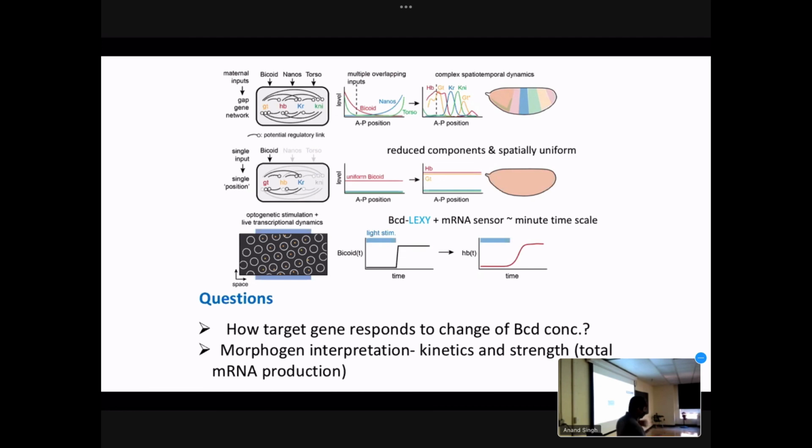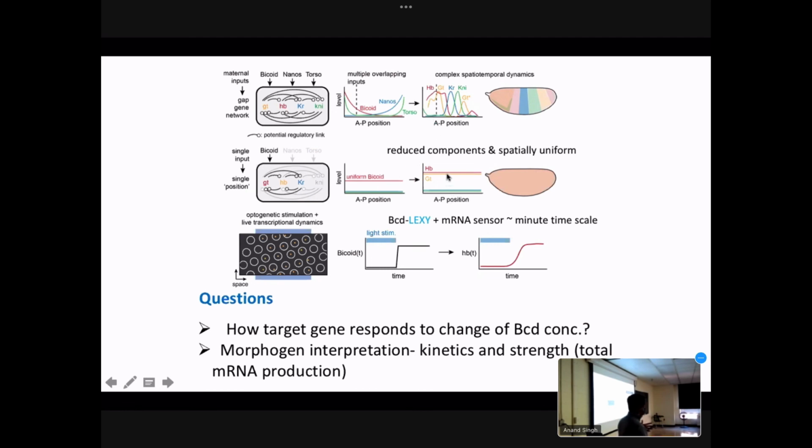And so now they became kind of a uniform set of embryos where the concentration is uniformly expressed. And also the output, now you can see there are no boundaries anymore. They are all uniform. And depending upon the concentration of your input, you will see a specific combination of gap genes.